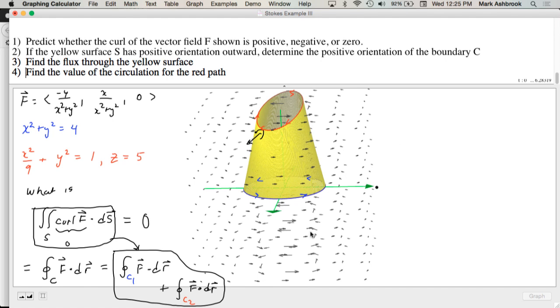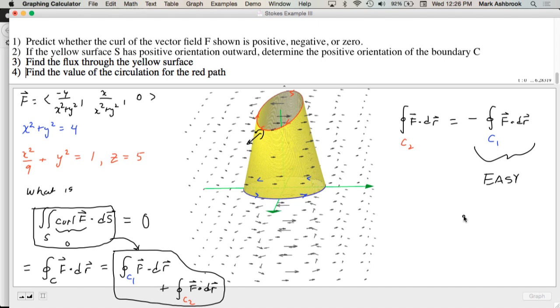So we can get this one by doing what? The opposite of? And that's easy. It's just a circle in the xy plane. Easy to parameterize. And then you put F in terms of that, and you can find it. Okay, make sense?